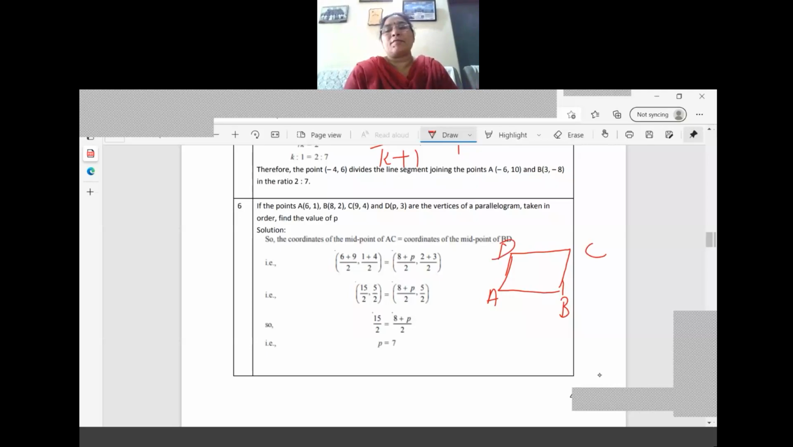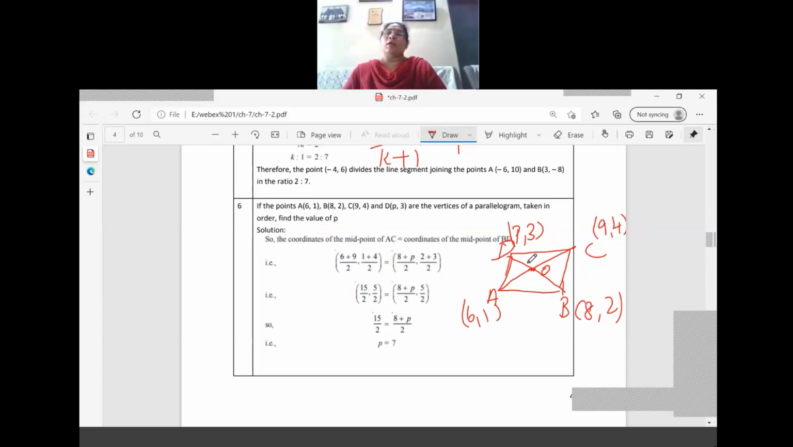So ABCD, when you take the diagonal, it is AC, right? So I'll just show that A is (6, 1) when we are writing here, and C is (9, 4), and B, what is the coordinate? (8, 2), and D is (p, 3) only. So when we join the other diagonal, it intersects at O only. So diagonals bisect each other. We know that. So O became the midpoint of AC. Similarly, O became the midpoint of BD also.